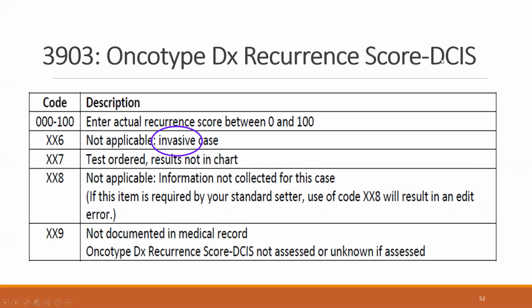Also, if all you have is a lobular carcinoma in situ, or LCIS, you are going to code this to XX9. This does not apply because they're only looking at DCIS. So if you don't have DCIS, you can't code that here. It has to be coded XX9.